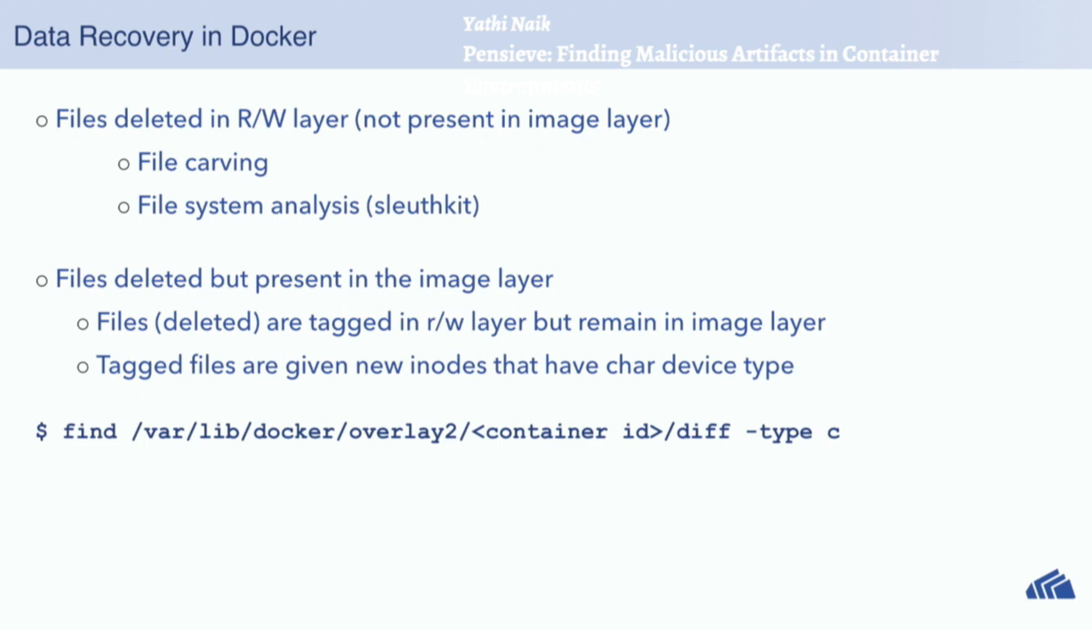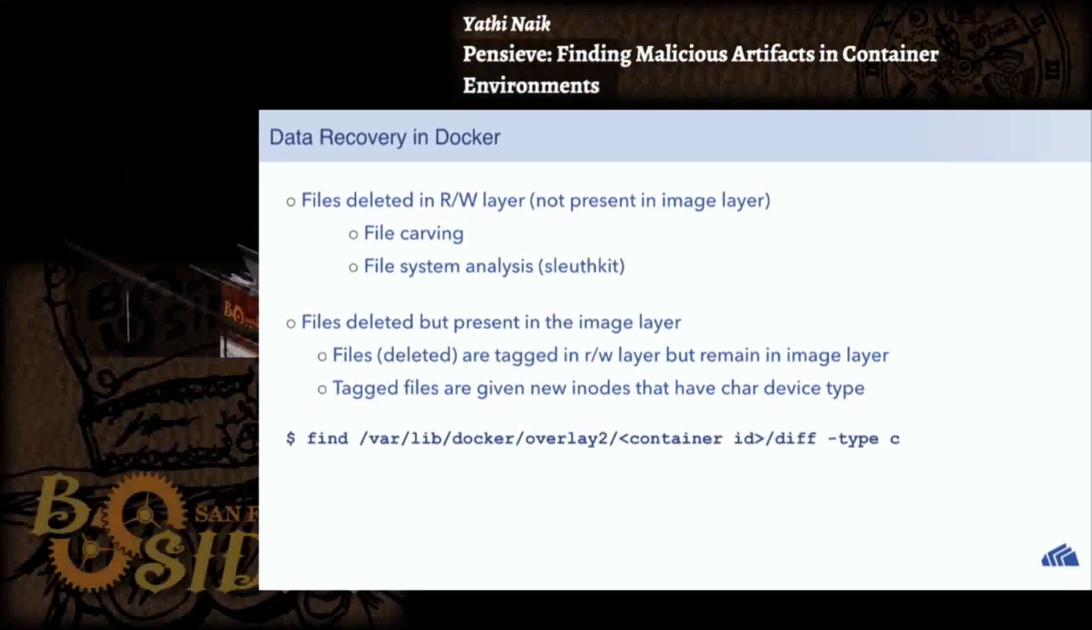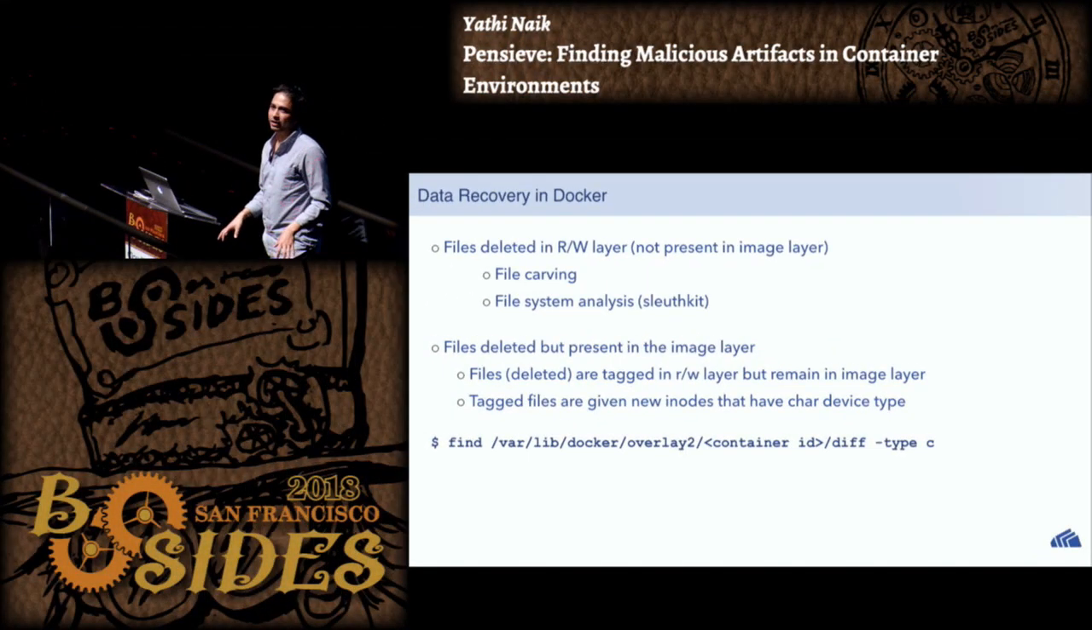So if a file is deleted from a container, there could be two possibilities. The file originates from the read-write layer, or the file originates from the image layer. When files are deleted from the read-write layer, it's actually deleted on the host file system. To recover those files, you would need to employ techniques used to recover files from a host file system. There are two popular techniques. One is called the file carving method, and the other is called the file system analysis method.